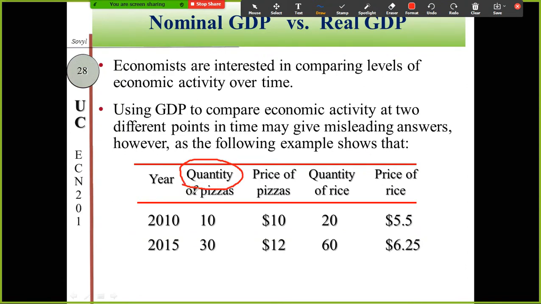This is the physical production, because when we perform activities of producing, we will get output. Okay, so you can see that the quantity produced for pizza in 2010 is 10, in 2015 is 30. That's why the activities of producing pizza increased 3 times. Look at this one. This is the physical production of rice, or the activities of producing rice. 2010 is 20 and 2015 is 60. So from 20 to 60, how many times? 3 times.